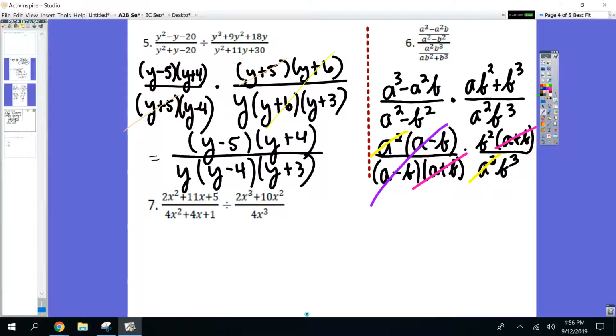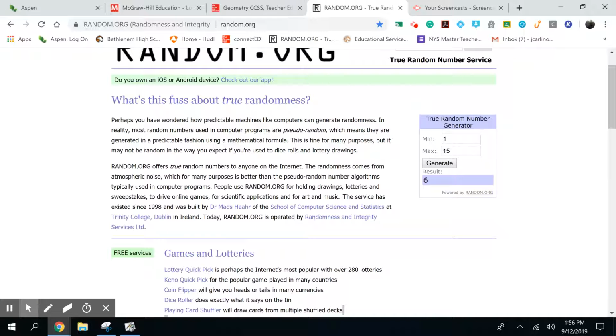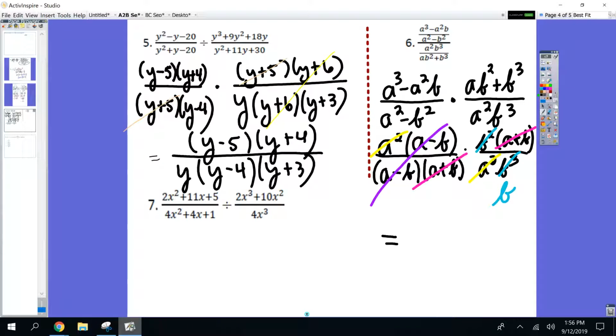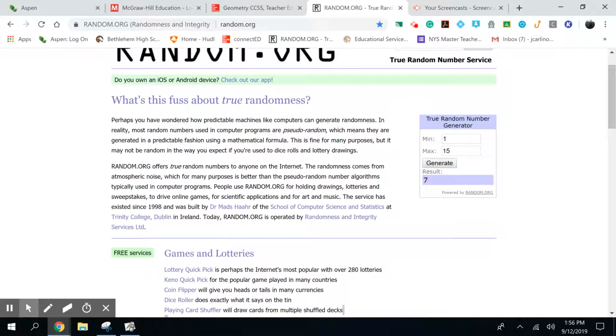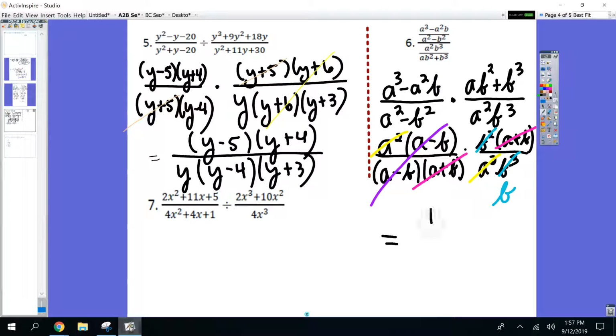What's left? I have b squared, and I got a b cubed left. Cross out b squared. Final answer. Pound it. Nice job.